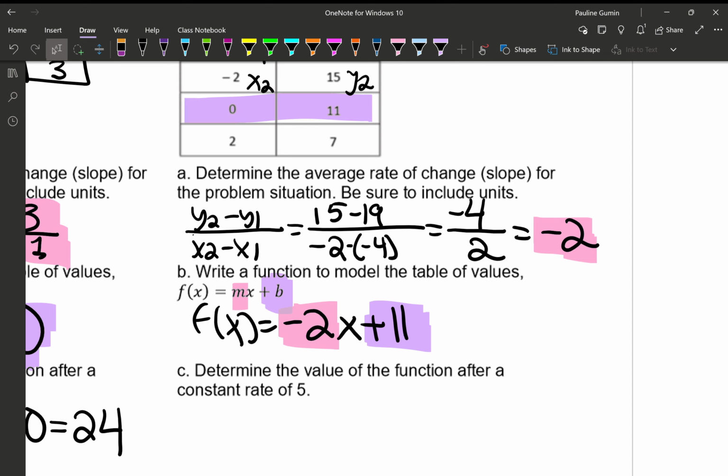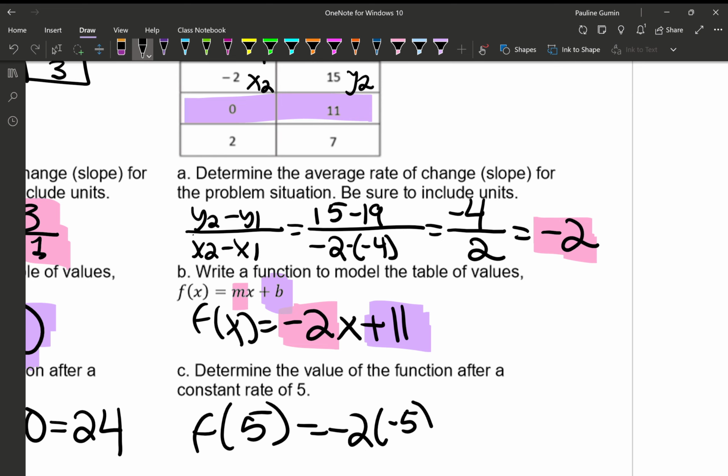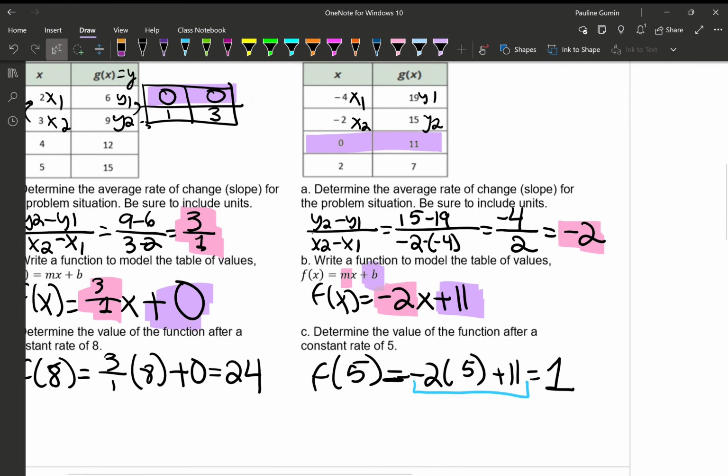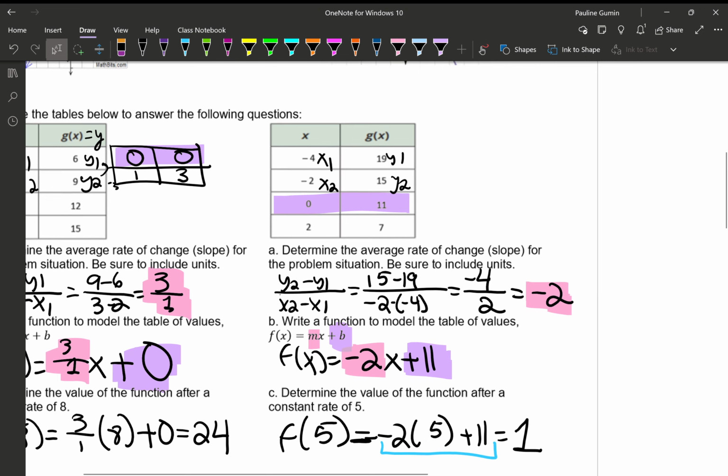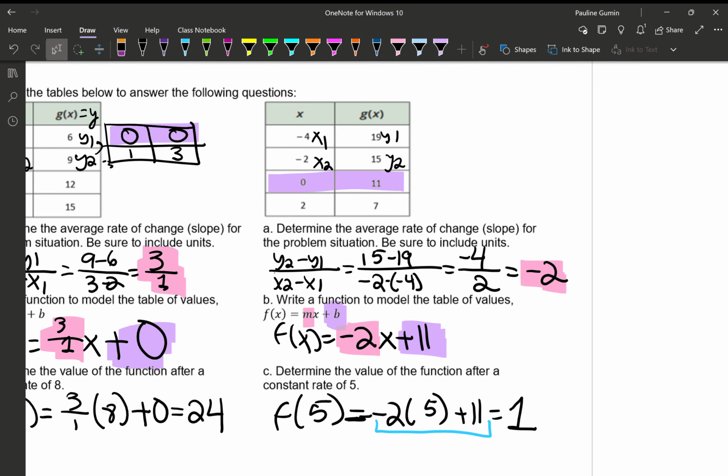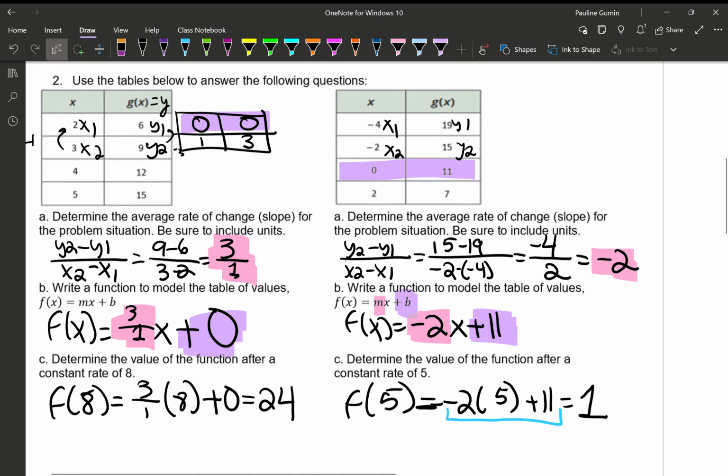Determine the value of the function after a constant rate of 5 means we're plugging a 5 in instead of our x's. -2 times, I don't know why I wrote a -5, times 5 is -10. -10 plus 11 is 1. That should definitely be in your calculator. -2 times 5 is -10 plus 11. Yeah, okay, good. I don't know why I was doubting myself. Expect to see something similar to this on your quiz, where you look at the table and see the y-intercept.